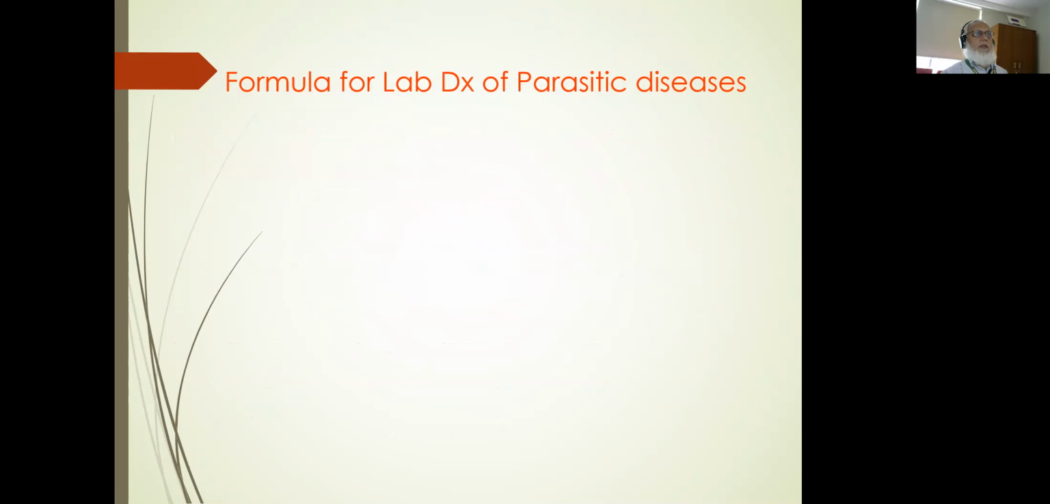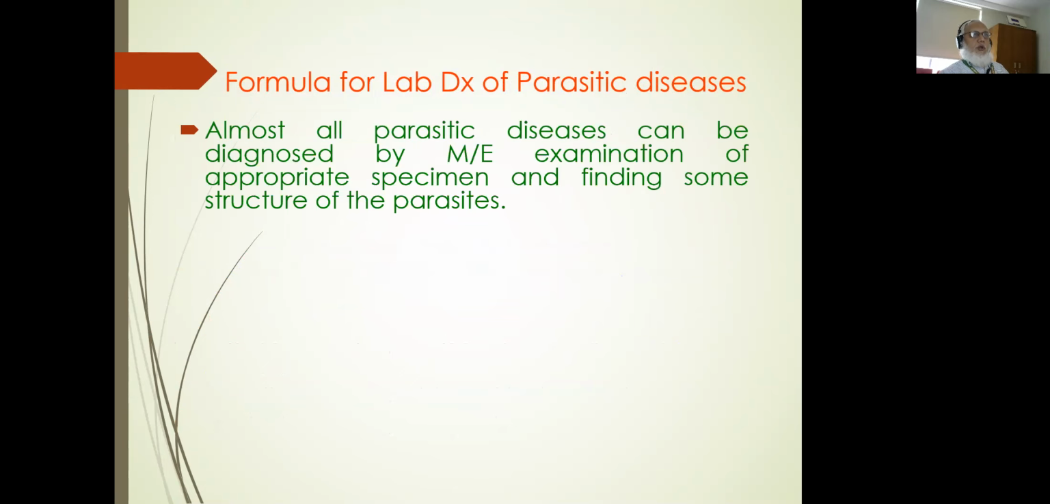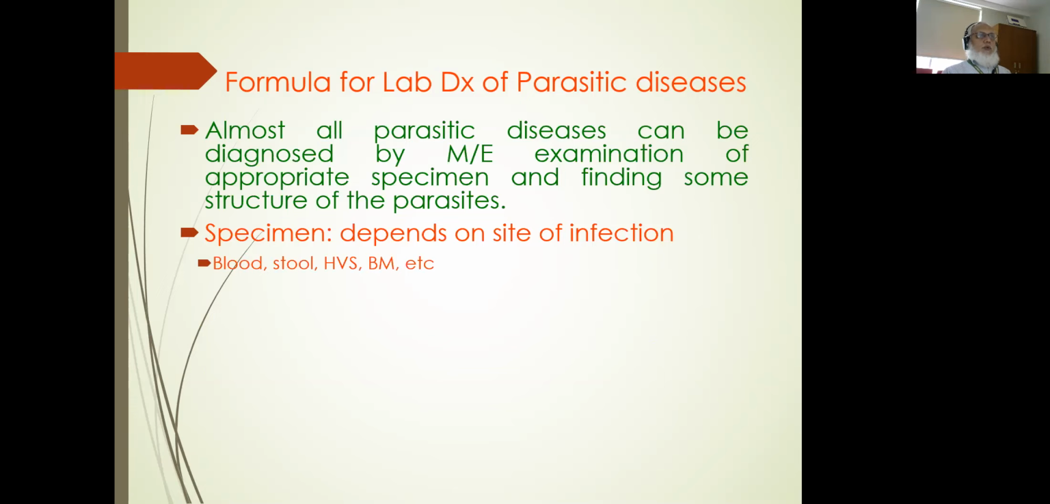we developed this formula. We have found that almost all parasitic diseases can be diagnosed by microscopic examination of an appropriate specimen and finding a specific structure of the parasite. This is the formula: almost all parasitic diseases can be diagnosed by microscopy of an appropriate specimen. The appropriate specimen depends on the site of infection. That can be blood in case of malaria, stool in case of diarrhea or dysentery, bone marrow, etc.